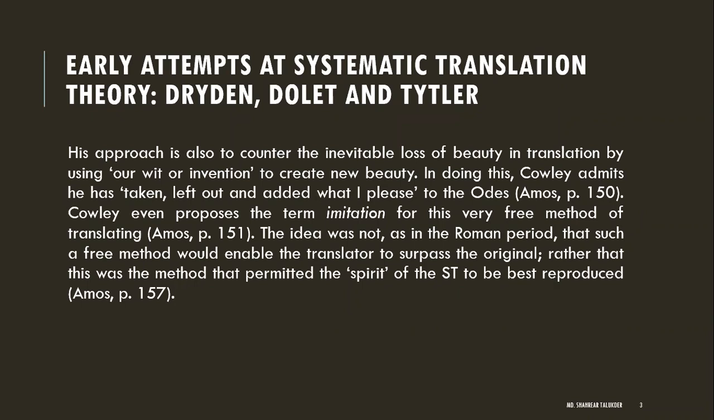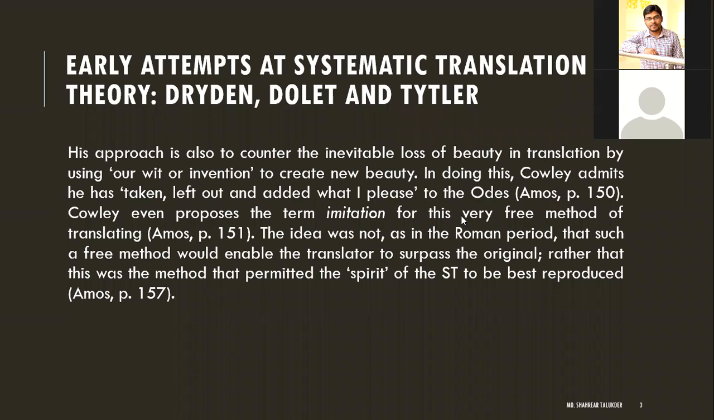He says that if you take that kind of free method, that means sense for sense translation, and if you don't follow the exact rule of translation, that means word for word translation, then sometimes the translator will surpass the original author. Rather, this was the method that permitted the spirit of the source text to be best reproduced. So if you go for sense for sense translation, something new will be reproduced. So you can surpass the original, and at the same time you can produce something new, and that is the spirit, something new you can infuse into that original text, while actually you go for the translation.